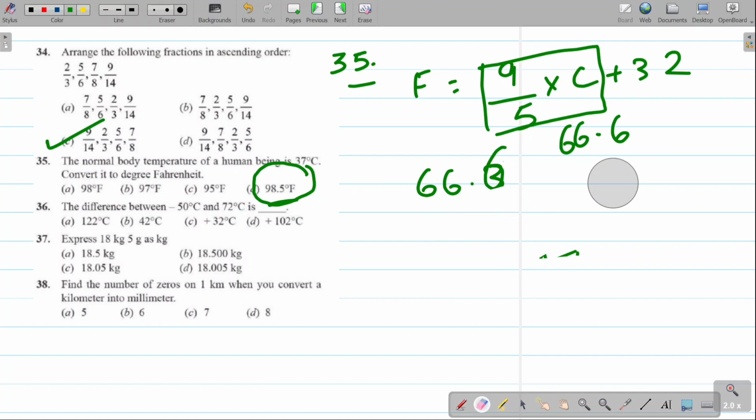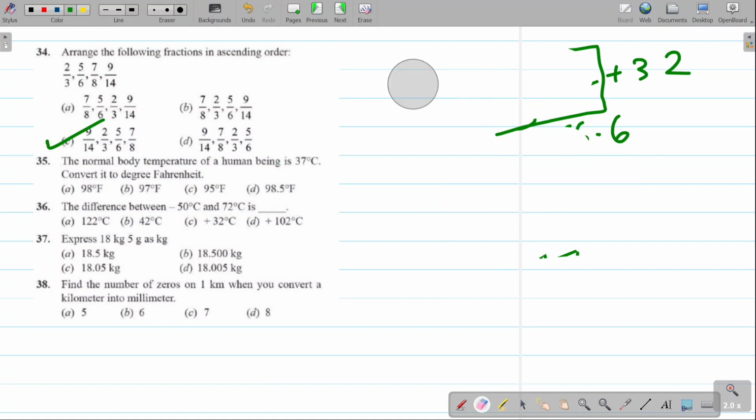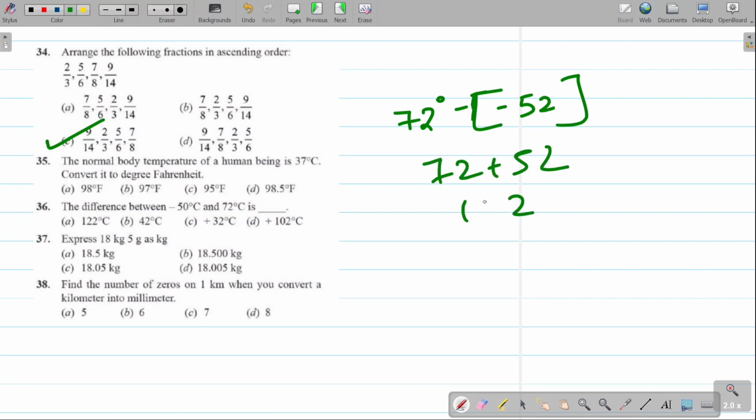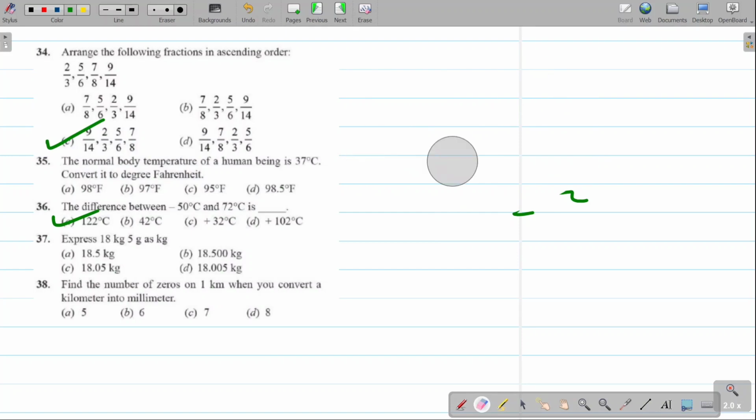Okay, so moving to question number 36. It says the difference between minus 50 degrees Celsius and 72 degrees Celsius. In such questions, we basically subtract the smaller number from the larger number. So 72 plus 50 is what? 2 and 0 is 2, 7 and 5 is 12. So 122 degrees Celsius will be the correct answer. Moving to question number 37.